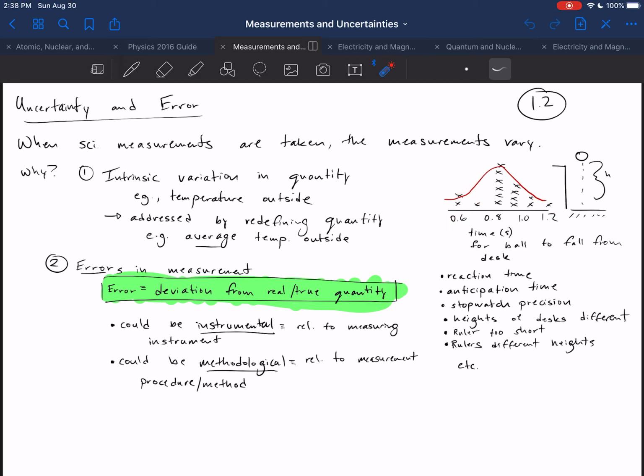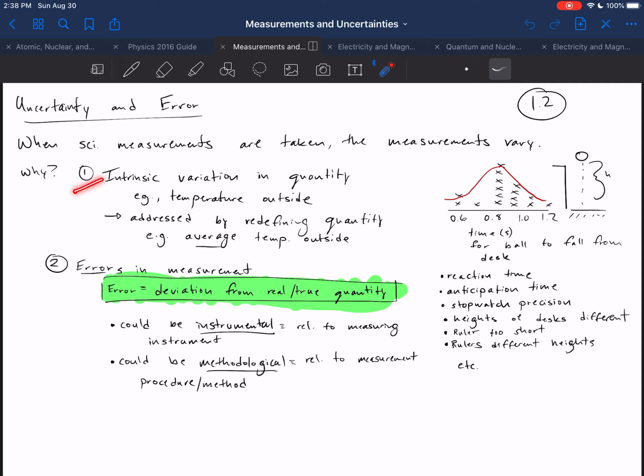So everyone is, in theory, measuring the same thing. That is the time it takes for the ball to go from that height of the desk down to the floor. But these measurements vary, and that's our question here. So when scientific measurements are taken, the measurements vary. Why is that? Well, there are actually a couple of reasons, and often they're run together. So you want to be careful about the way you describe them and what we call them.